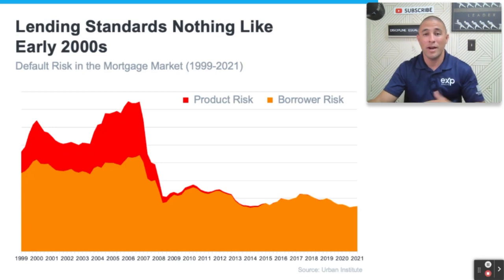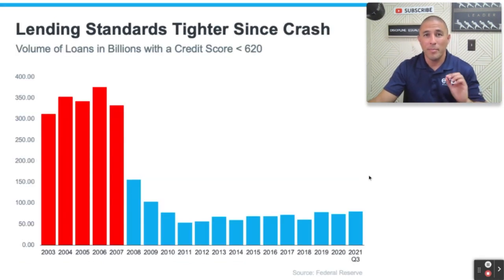So the borrower risk is lower, and there's virtually zero product risk in terms of the risk on the lender side of it, because they've been a lot more careful. There's been a lot of federal reforms in terms of lending standards, and that's changed the market significantly. And so that borrower risk just doesn't exist like it used to in the early 2000s. And this one better illustrates that.